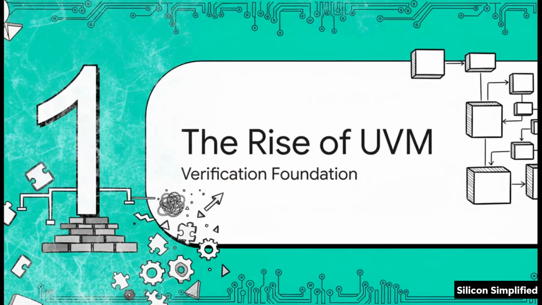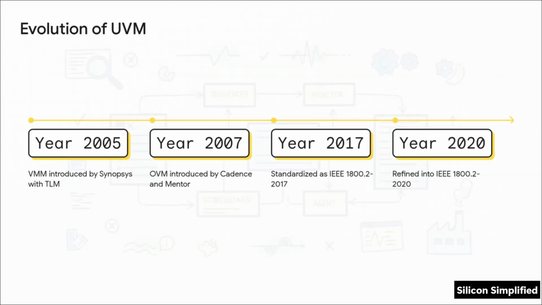Section 1. The rise of UVM, or the foundation of our verification city. You know, every great city needs a rock-solid foundation, right? Well, the verification landscape wasn't always this organized. Before UVM, the verification world was honestly kind of a mess. It was highly fragmented. We had all these competing methodologies that made reusing code across different projects, or especially across different companies, just a massive headache.